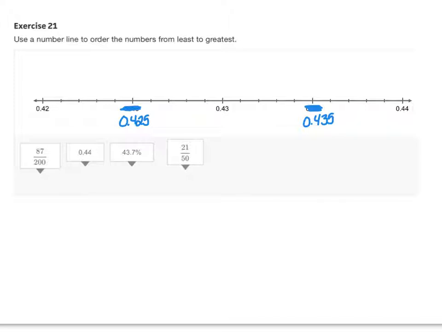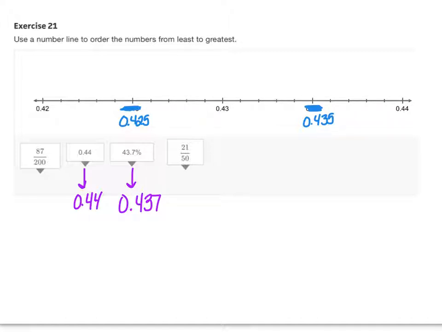Okay, so we've got these 4 numbers that we have to arrange here from least to greatest, and the best way to arrange them is to write them all as decimals, especially since our graph already has decimals. So we know that 0.44 is already converted as a decimal. So we just have to use our calculator and convert these 2 fractions. Now, the percent, we can slide the decimal backwards and we can write that as a percent very easily.